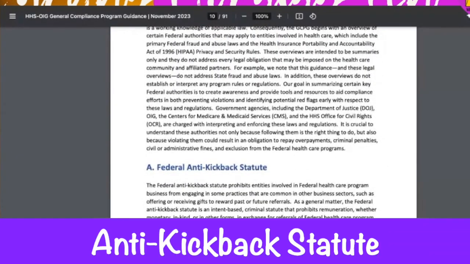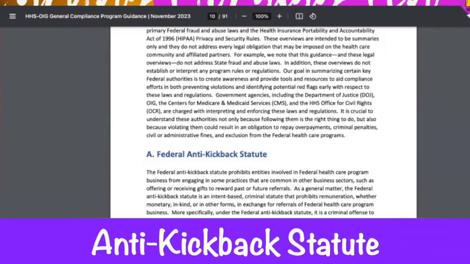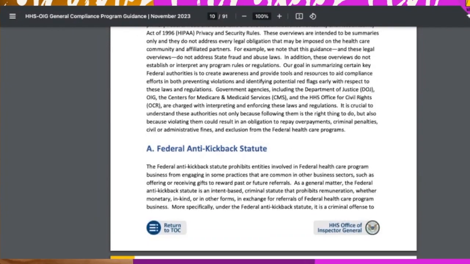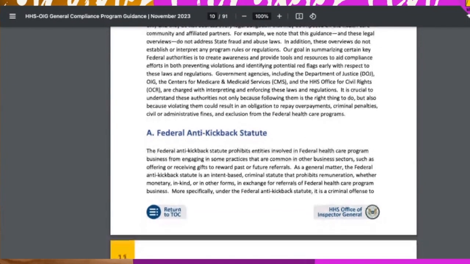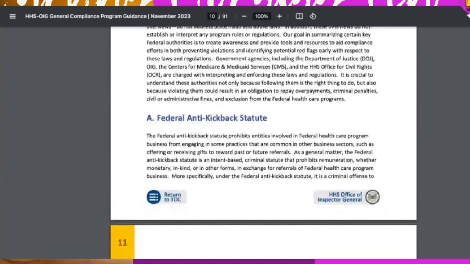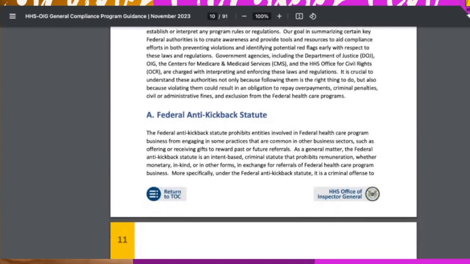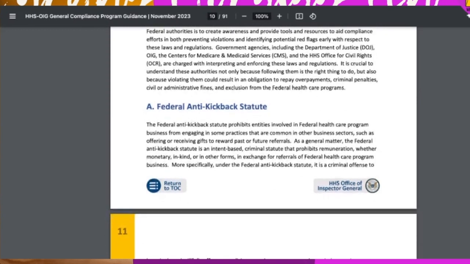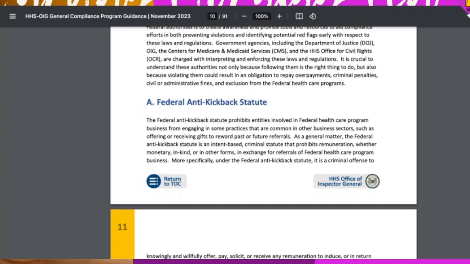First, we got the federal anti-kickback statute. And this is where it prohibits entities involved in federal healthcare program business from engaging in some practices that are common in other business sectors, such as offering or receiving gifts to reward past or future referrals. As a general matter, the federal anti-kickback statute is an intent-based criminal statute that prohibits remuneration, whether monetary, in kind, or in other forms, in exchange for referrals of healthcare program business.